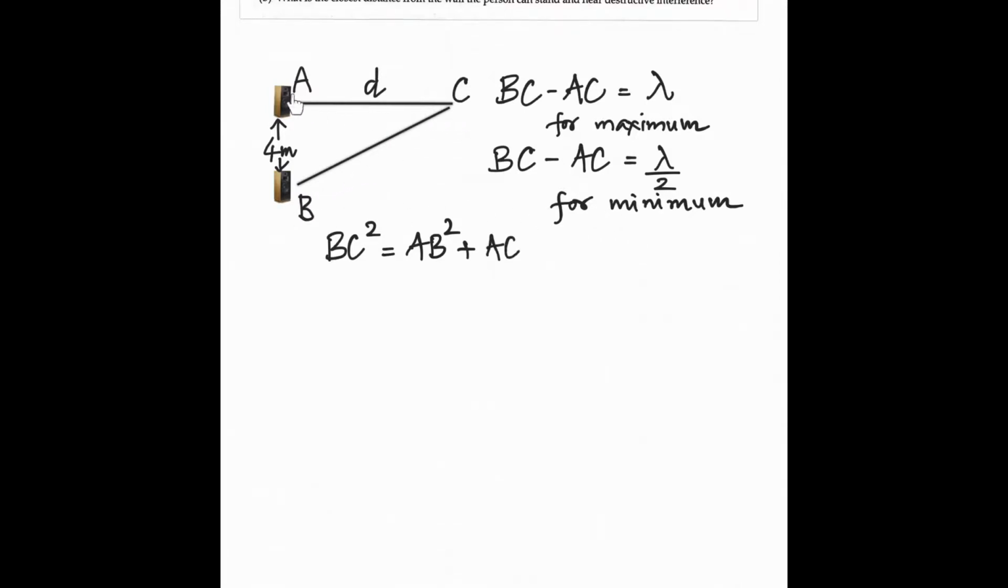Now, from the geometry of this diagram, BC squared is equal to AB squared plus AC squared. And AB is 4, so AB squared is 16, and AC is labeled D. So when you take the square root, you get BC as root of 16 plus D squared.